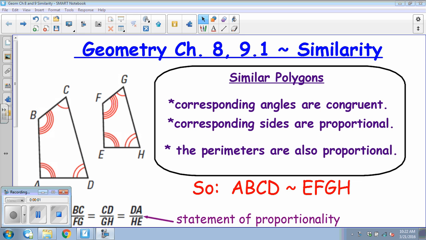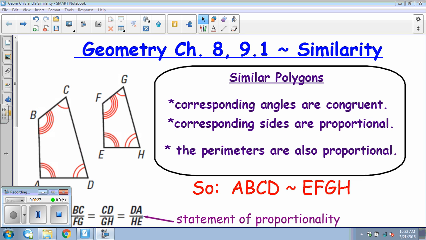If corresponding angles are congruent. Now remember, when we did parallel lines and a transversal, the corresponding angles were the angles that matched up, right? Same angle in the same position. So these corresponding angles are the angles that match between the two polygons, okay? So all of the angles have to be congruent. The corresponding angles have to be congruent, and the corresponding sides have to be proportional.